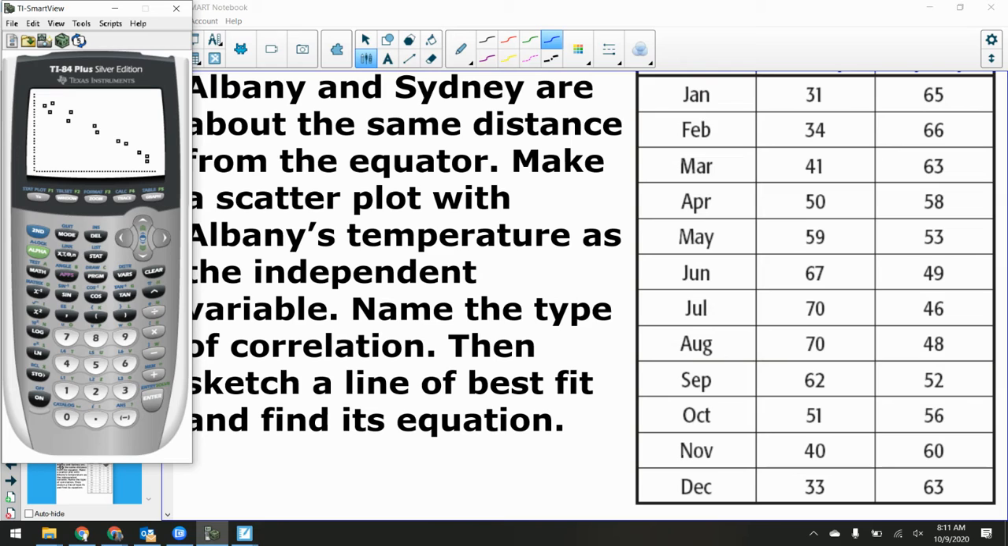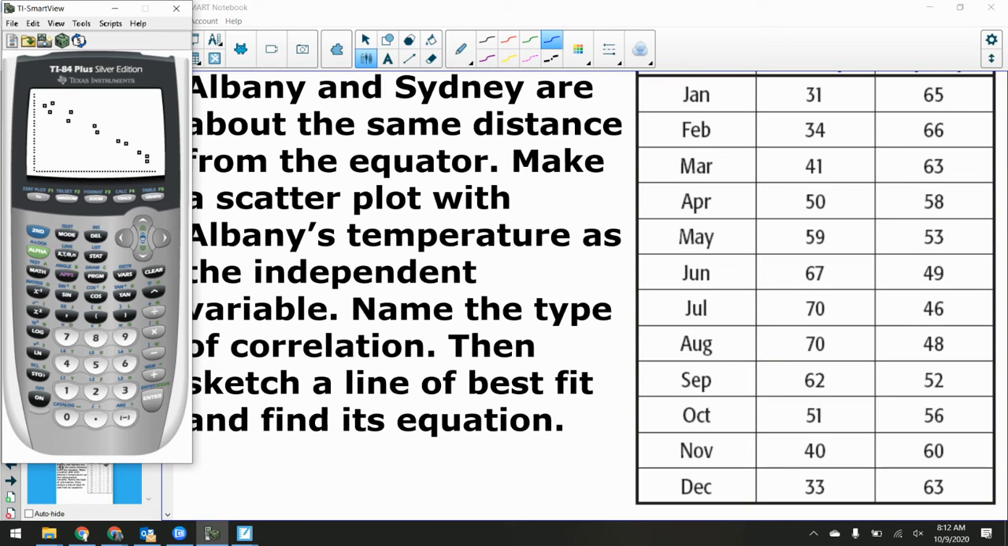So from here on out, if it says to make a scatter plot, you can do it in your calculators. Just make sure that you sketch what you see in your homework, okay? I will never ask you to make a scatter plot on your quiz or test. Yes?